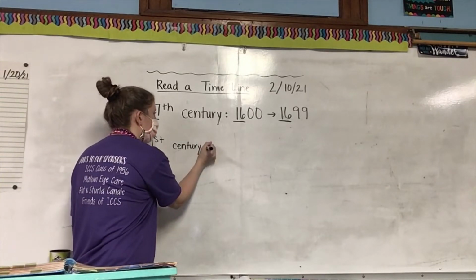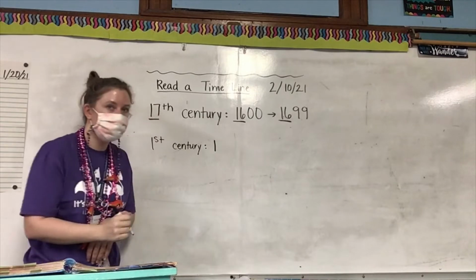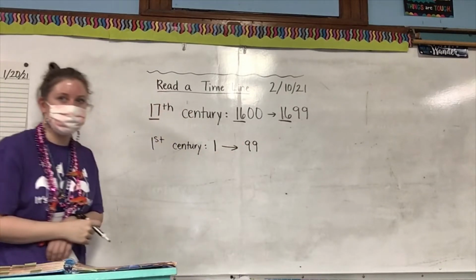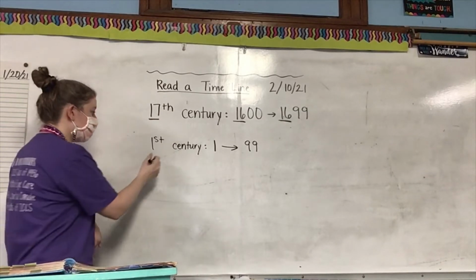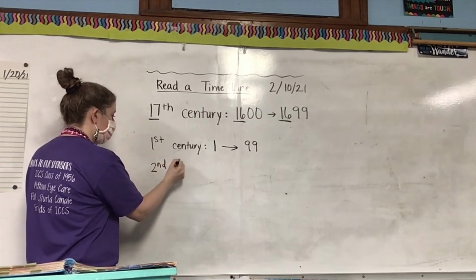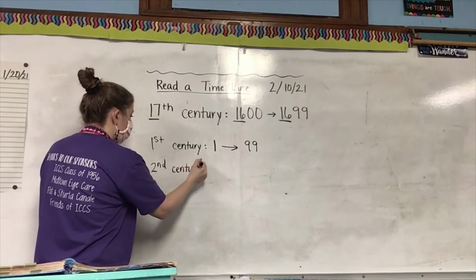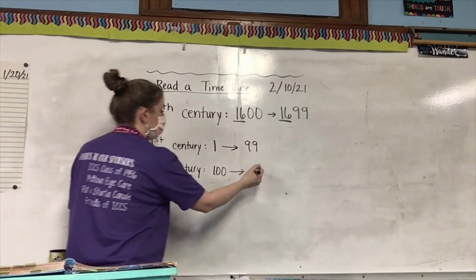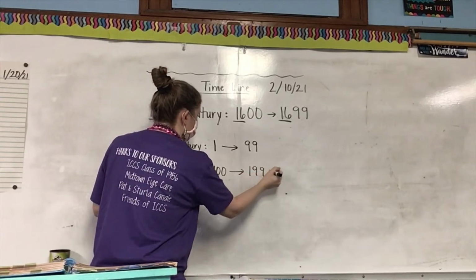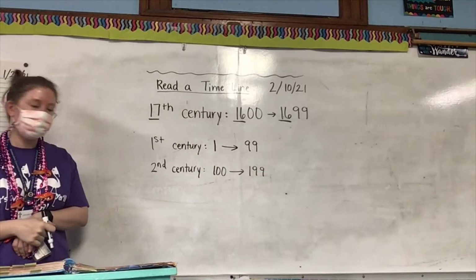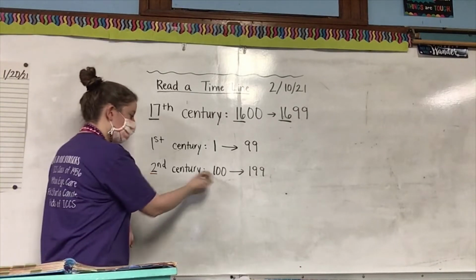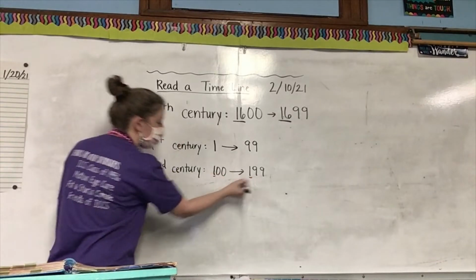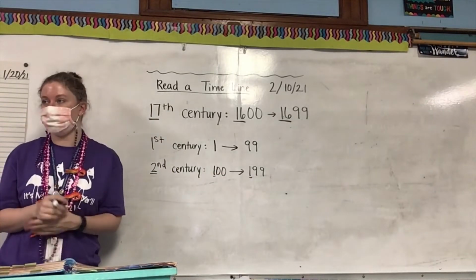The first century went from the year 1 to the year 99. The second century went from the year 100 to 199. Even though there's a 2, it's the second century, it's the year 100 to the year 199.